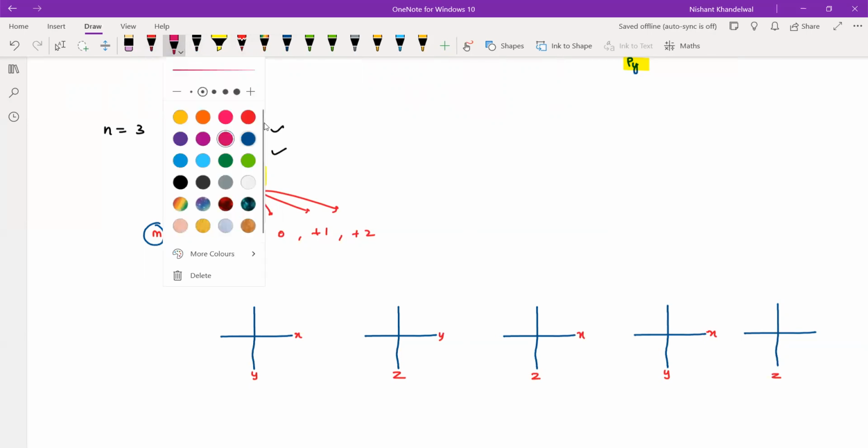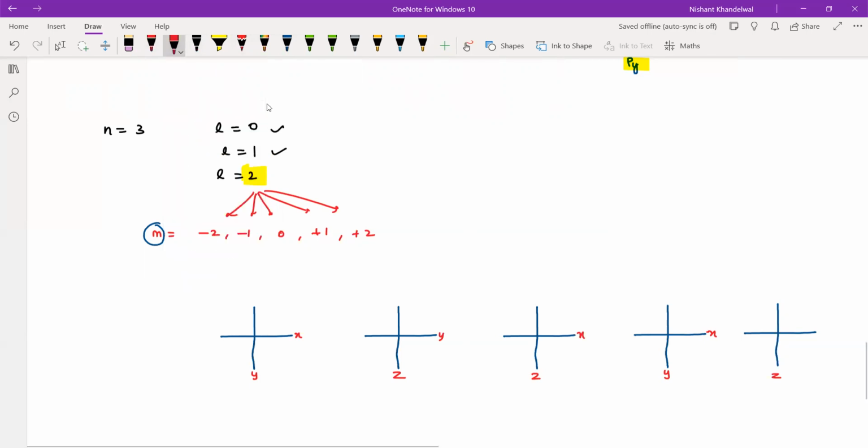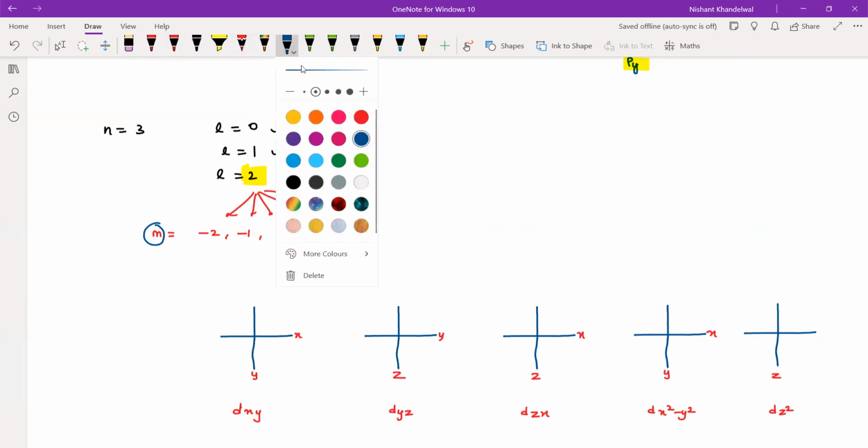See what is happening here. Because it is a double dumbbell, you know this. So dxy, dyz. This orbital is named dxy. This is dyz because the lobes are in the yz directions. Now this is dzx or dxz. This will be dx square minus y square, and this will be dz square. So these are the 5 d orbitals associated with this.